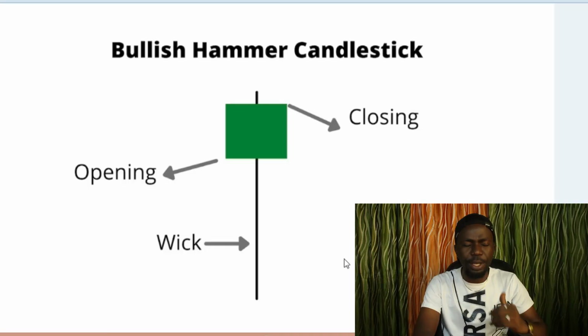Let me give you an example of how a hammer looks, so that whenever you spot it in a chart, you'll be able to recognize it. So this is what we call a hammer. A hammer is a bullish reversal candlestick, right?